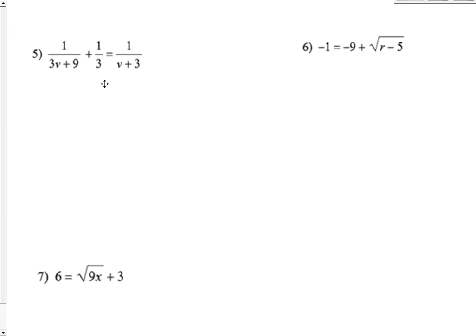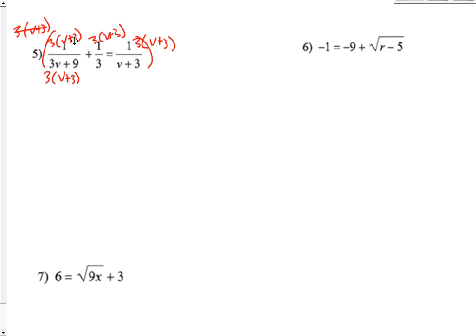On to number 5. We have, again, fractions here. We have to see that this 3b plus 9 can be factored to be 3 times v plus 3. And these two factors are the same two factors that we have over here, so our common denominator is 3 and v plus 3. So we're going to distribute to all terms, so 3 times v plus 3, 3 times v plus 3, and 3 times v plus 3.